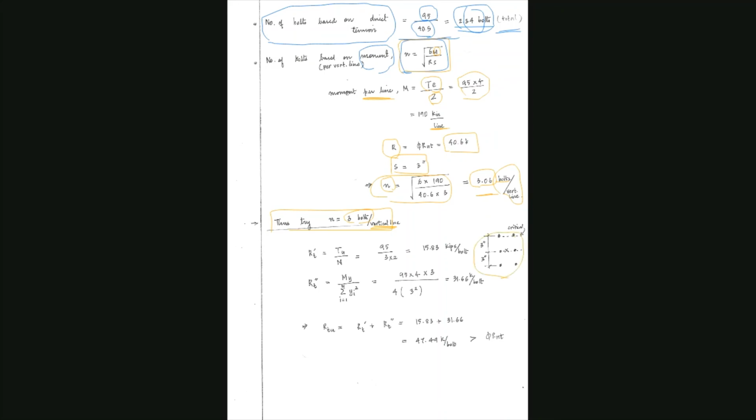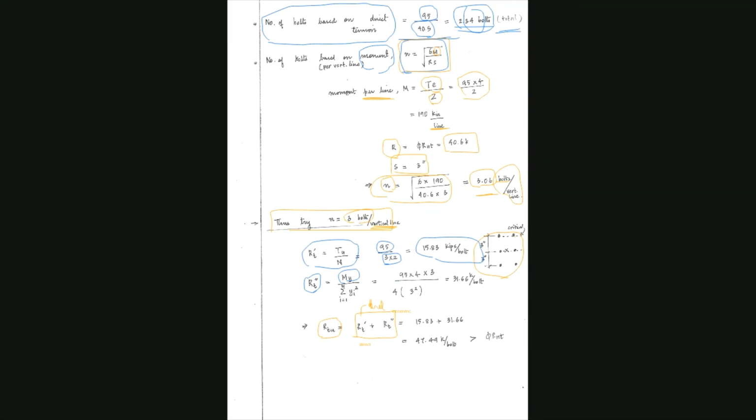Now to calculate the ultimate tension, you have to calculate two quantities, R T dash and R T double dash. R T dash is from the direct tension, and R T double dash is from the eccentric tension. From direct tension, you found the value as T u over n, which is 95 divided by a total of 6 bolts. So you get 15.83 kip per bolt, and R T double dash is M y over sigma y i square.